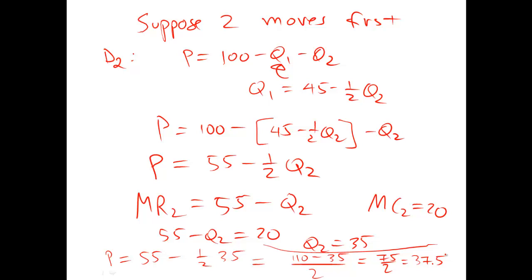We're running out of space here, but let's go to the next page and think about how much firm 1 produces. Remember, firm 2 is going to produce 35 units of output, and the price in the market is going to be 37.5. So we found in the last slide that firm 2 produces 35 units of output, and the price in the market for this product ends up being 75 over 2, or 37.5. But let's also ask the question, how much does firm 1 produce?